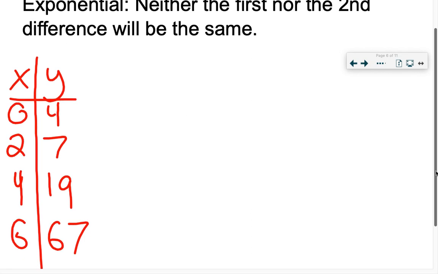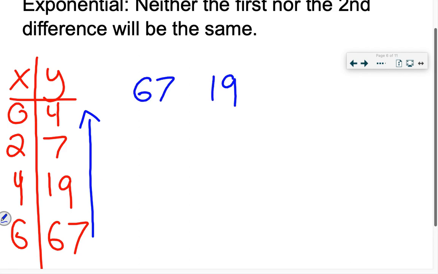So let's, again, do the same steps. We're going to start with our y's, the last one given to the first one given. So I'm going to start with 67, then 19, then 7, and then 4. So I challenge you to pause the video for a second and see if you can calculate the first difference. Okay? But I'm going to keep going, so unpause me when you're ready.